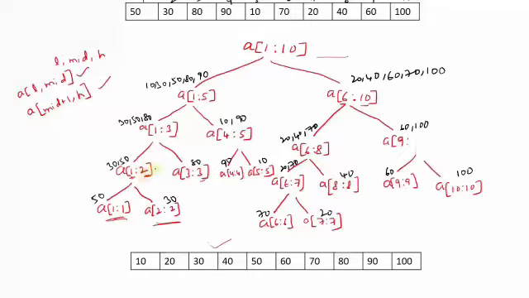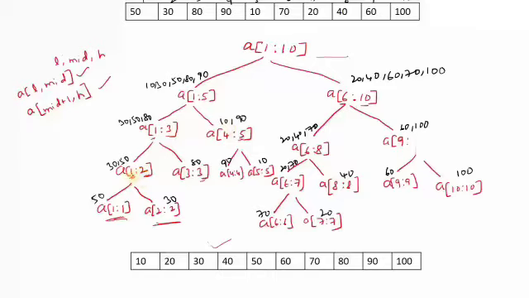So the mid value is 2 here. If you take this one, low value is 1, high value is 5, mid value is 3, because this is the mid value, low comma mid, mid plus 1 comma high. Like this I need to do, and I am merging this.